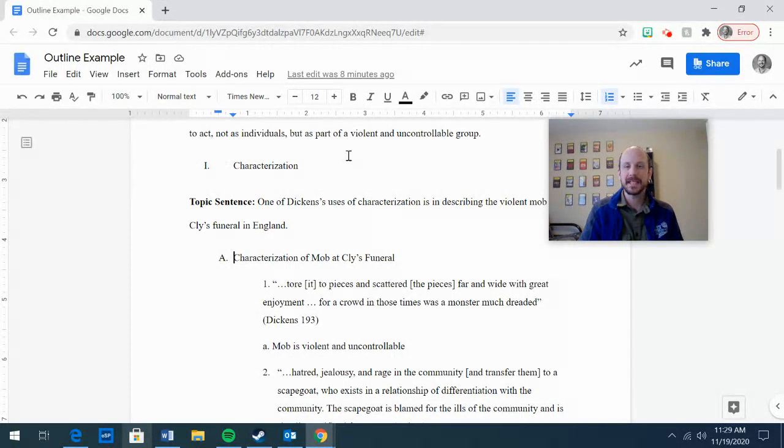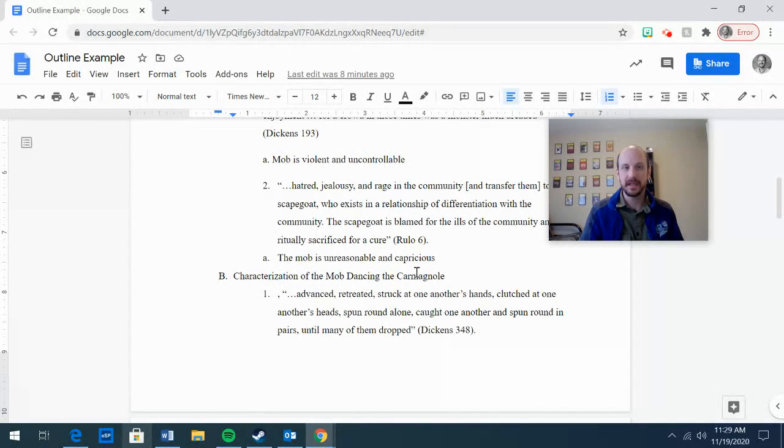The first main idea is going to be your body paragraph, so the characterization paragraph. Provide that topic sentence right now. So if you have the general sense that this is going to be about characterization, provide that specific topic sentence below that. Once you then break down into smaller subpoints your paragraph, you're going to look at the characterization of the Clyde's funeral example, and below that is going to be the dancing mob. So A, B. And so those are the examples being discussed.